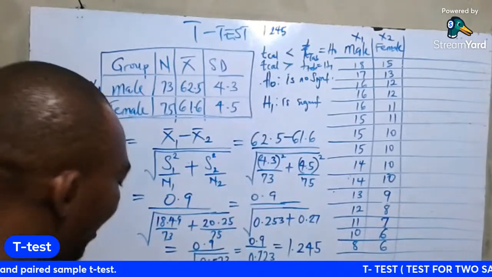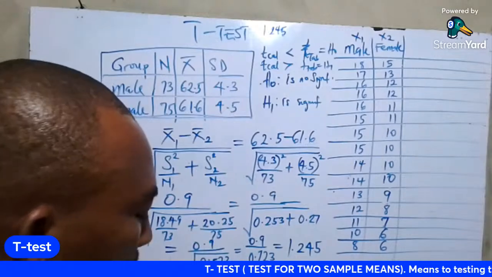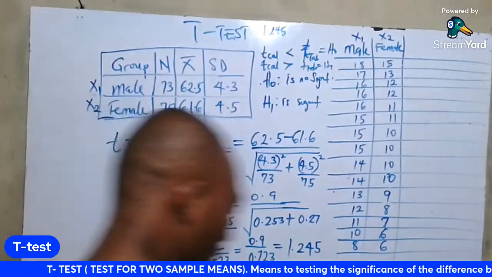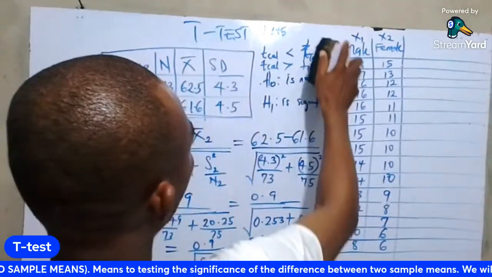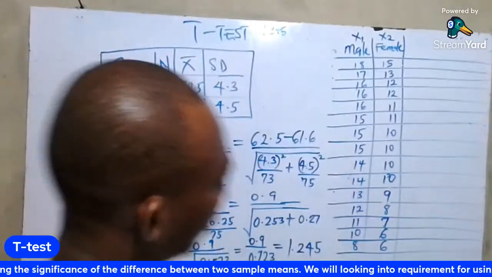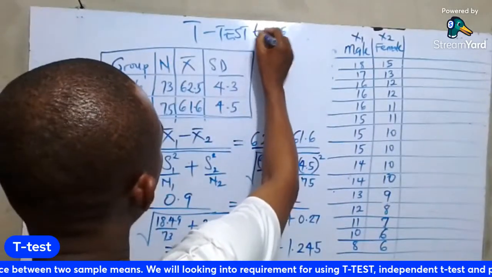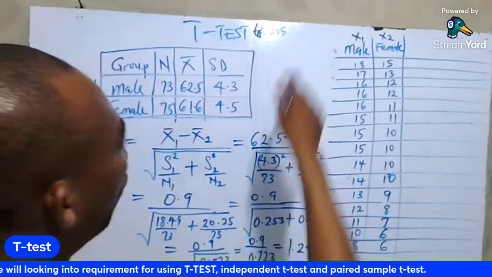Now, at this point, I will need to go and check. Let me clean this. Because at this point, there is need for me to go and check my critical value. That is, I have to go and check my tables on the critical value. So this is my T calculated. My T calculated is 1.245.